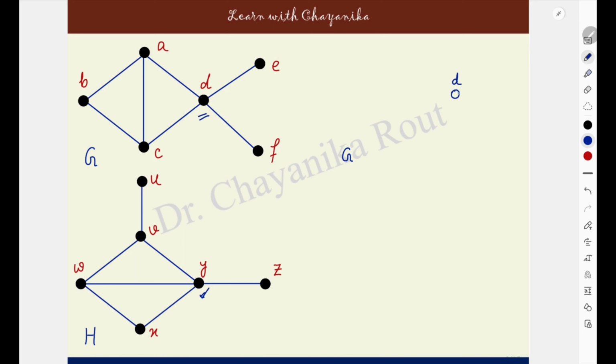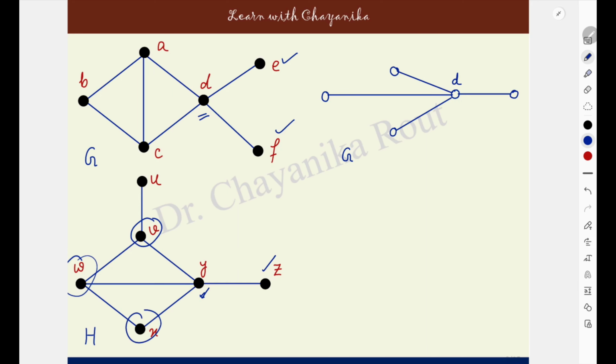So I draw the 4 adjacencies of D just in the same manner as it is drawn in the graph H. So these are the 4 adjacencies of the vertex D. Okay, now we will label the vertices. So I can see D is adjacent here to 2 pendant vertices E and F, but in the graph H, Y is adjacent to only one pendant vertex, and the remaining 3 neighbors of Y are non-pendant vertices, right? Now see, this is the dissimilarity between the two graphs.